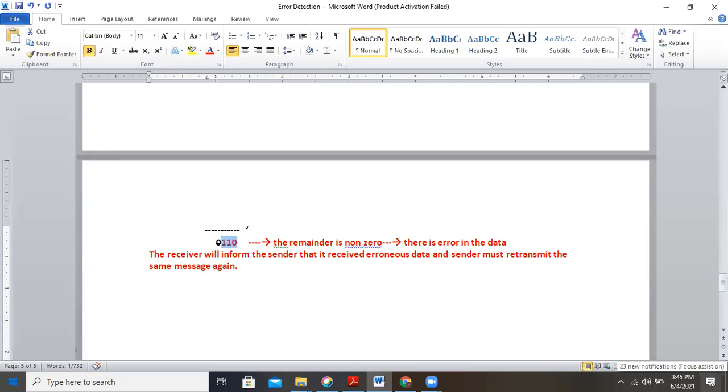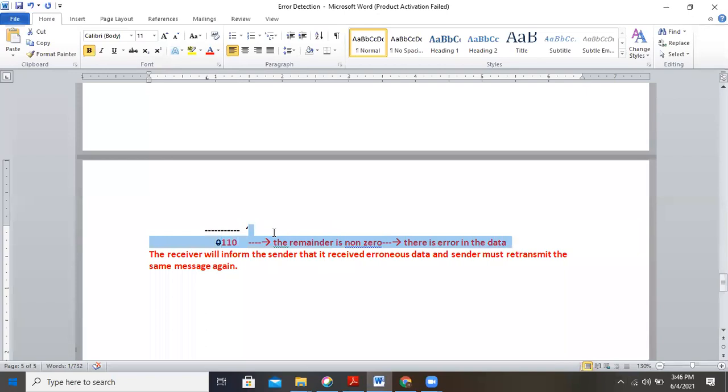So please do practice this division operation. To understand clearly, you have to practice. I'll be sending these notes to you. So please do practice. Clear? So 110. So the remainder is non-zero. So if the remainder we are getting is non-zero, what does it mean? There is an error in the data.